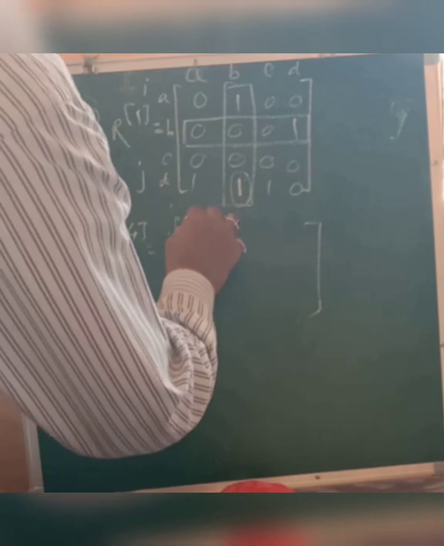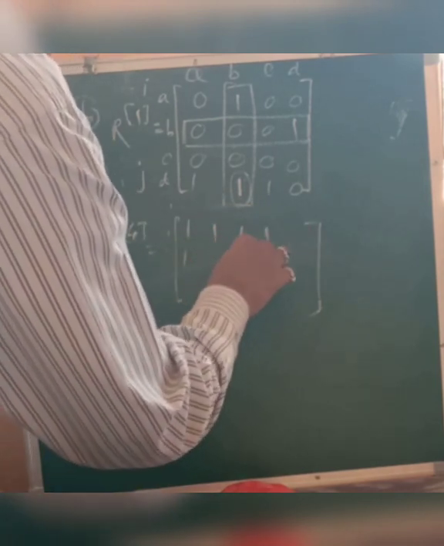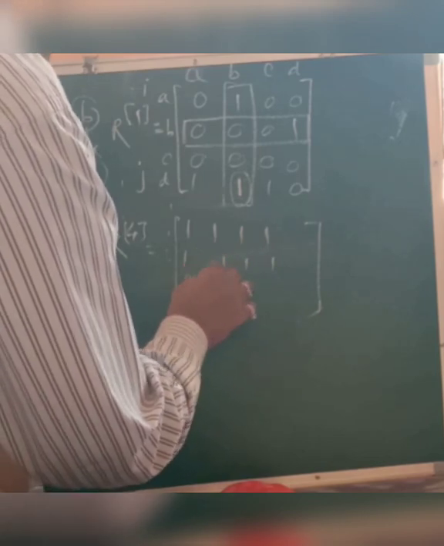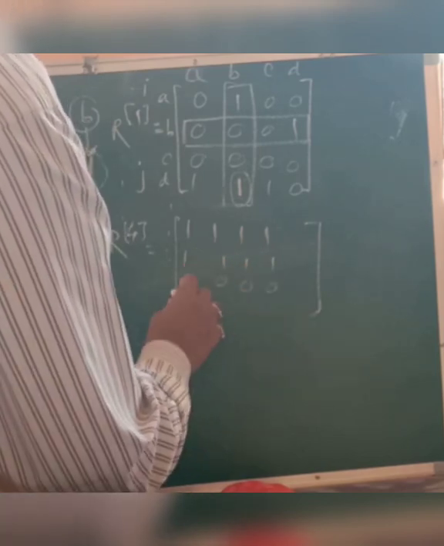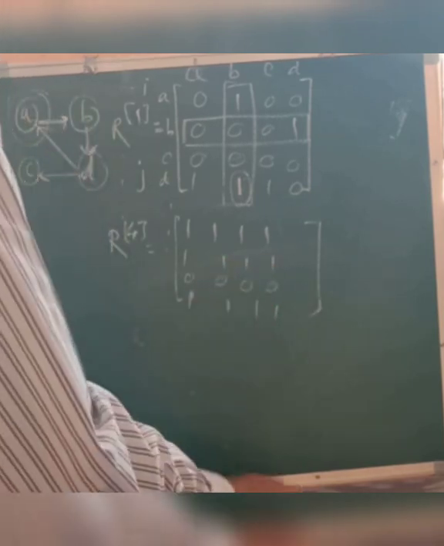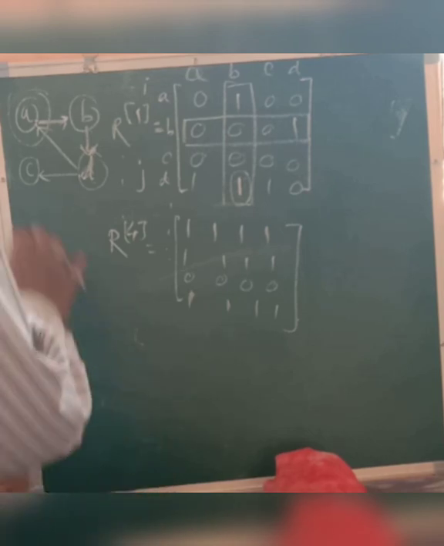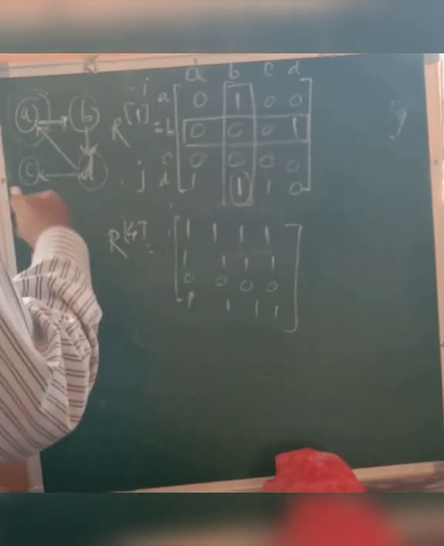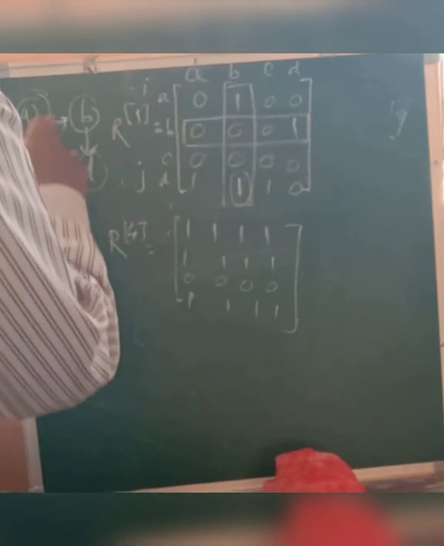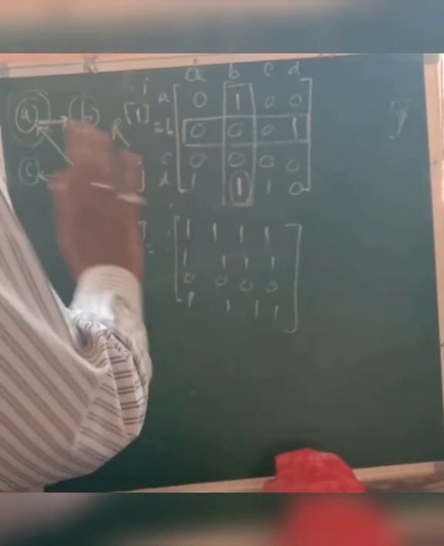So I will put 1, 1, 1, 1, and 1, 1, 1, 1, and there is no path between 0, 0, 0. What we have seen in the previous lecture, the same thing will happen. So we will get this matrix directly. Instead of doing all these things, you can directly put it: if there is a path from one vertex to another vertex, then we put the 1. That's all.